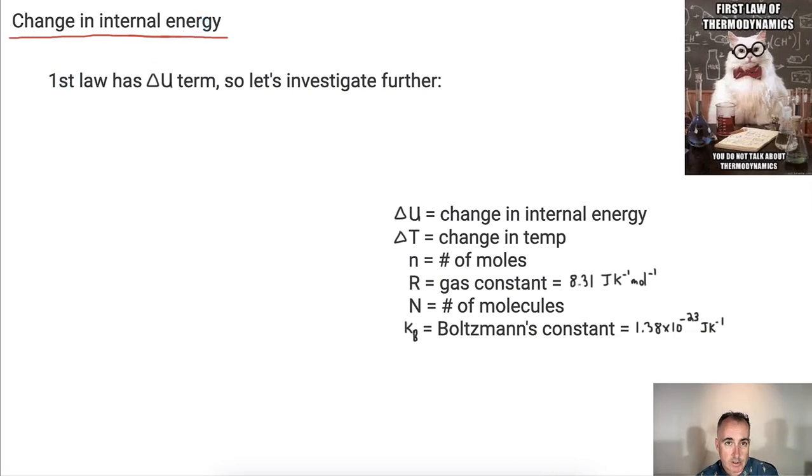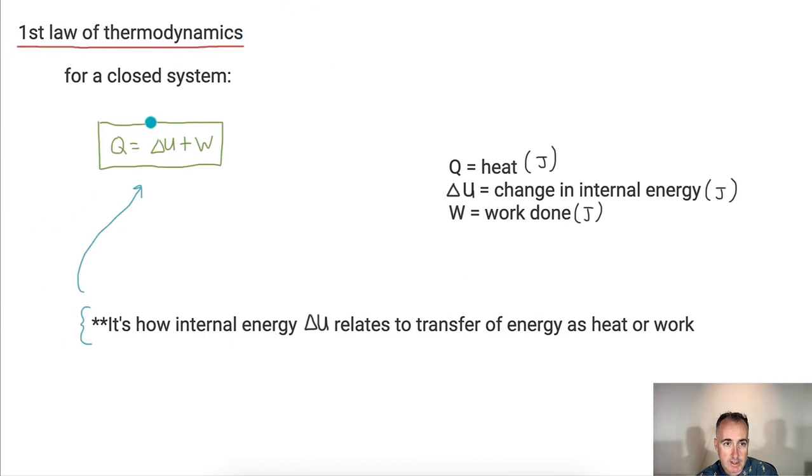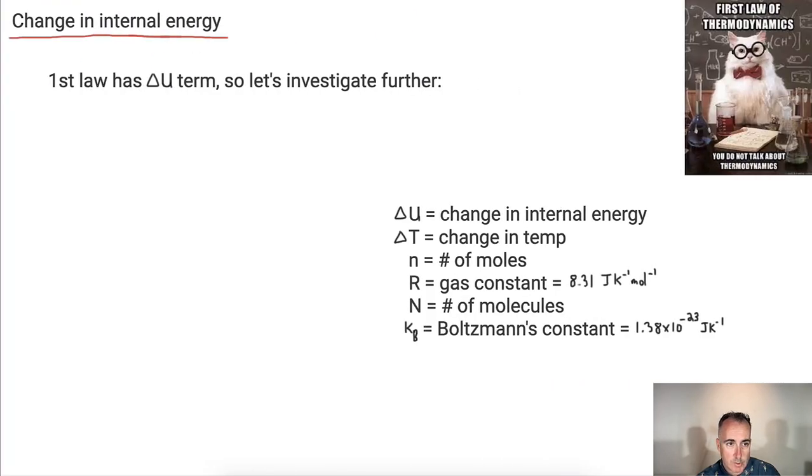Just as the first law had a work term, it also has a delta U term. So let's look at this right here. We had an equation before for internal energy. Now we just need a change in internal energy, that's all. So delta U is going to be 3 halves times N times R times delta T. Because it's a change in internal energy, it must be related to a change in temperature.